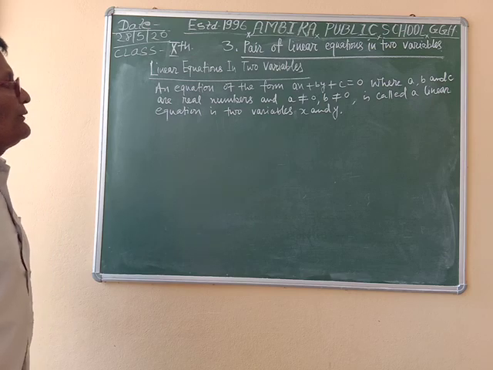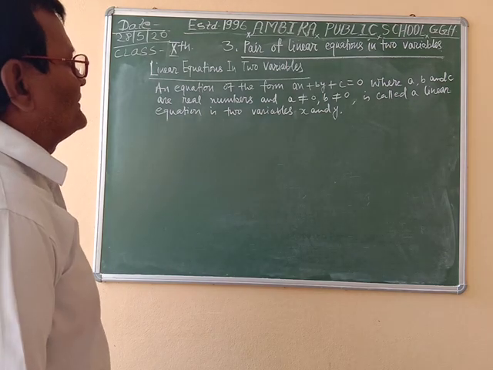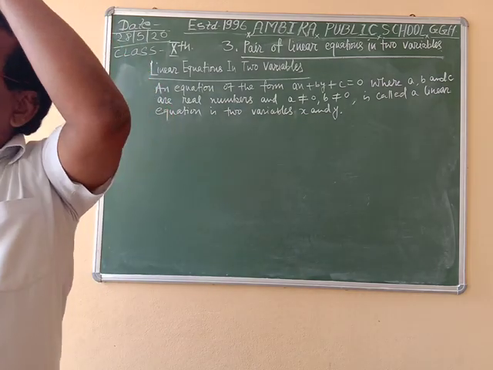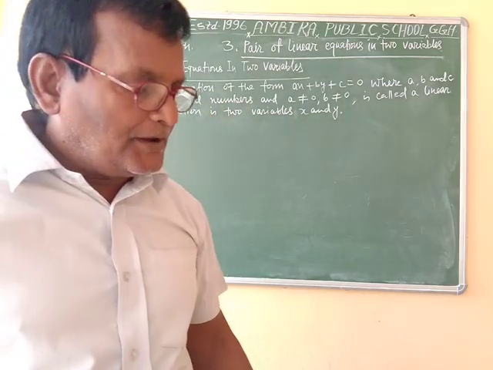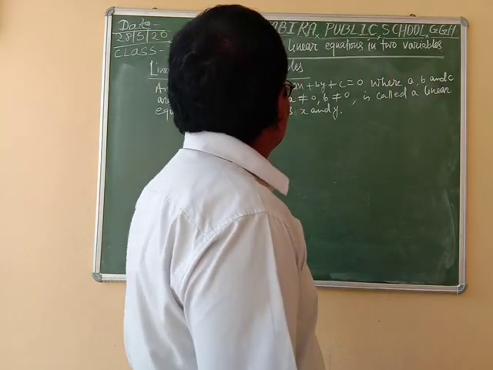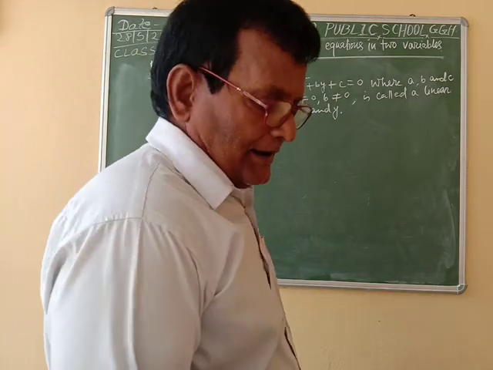An equation of the form ax plus by plus c equals 0, where a, b and c are real numbers and a is not equal to 0, b is not equal to 0, is called a linear equation in two variables x and y.